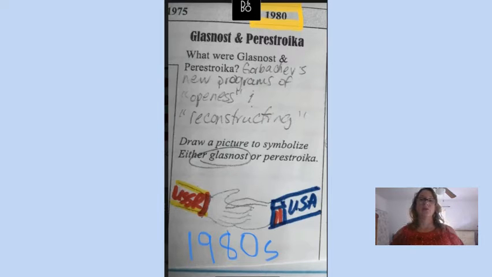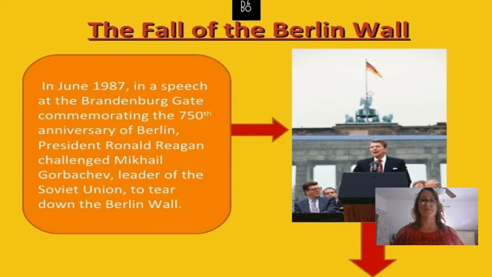If we were in the classroom, this is what we would have in our interactive notebook. What were Glasnost and perestroika? They were Gorbachev's new programs of openness and reconstructing the economy. We would have drawn a picture. You would have picked either Glasnost or perestroika. I picked Glasnost, and I drew the USSR shaking hands with the United States, saying, we'll be more open about what we're doing in our government decisions. So you will know more about what's going on in our country. And this was in the 1980s.